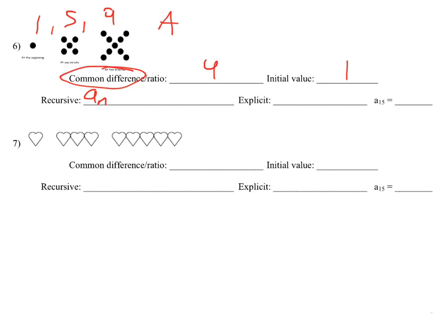Recursive function, it's always the same form, basically. Every number is the previous one, and in this case you add 4 to the previous one to get the last one, and you need to say where to start, so a sub 1 is 1.